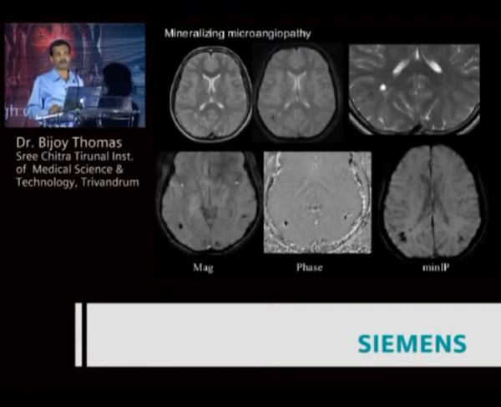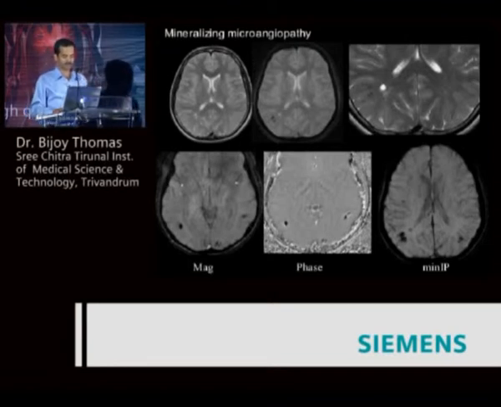Having said that, I again repeat, don't try to interpret your phases from all the lesions which you see. You can see this is a mineralizing microangiopathy in an Avanto system. You can see the magnitude image. This is a phase image. They are bright, they are black, but you can also look at the unaliased rim around this lesion.